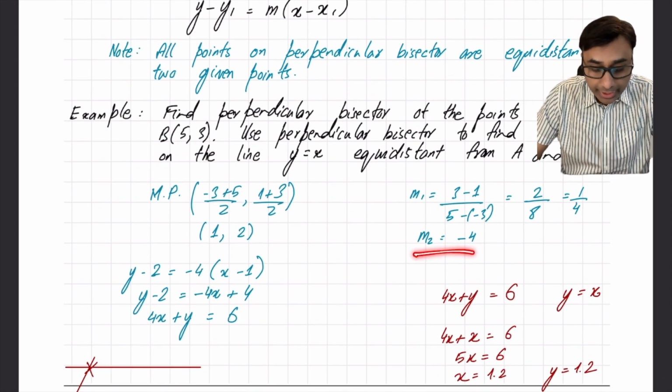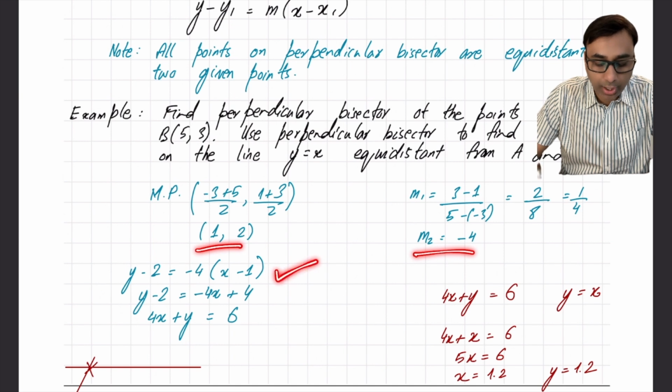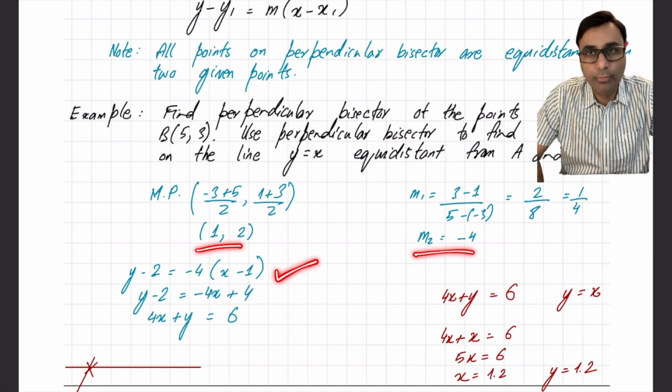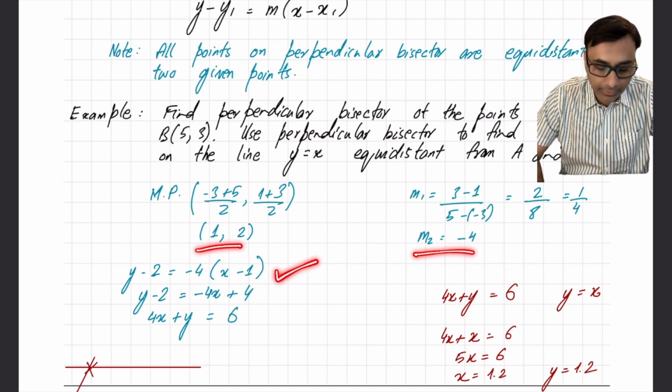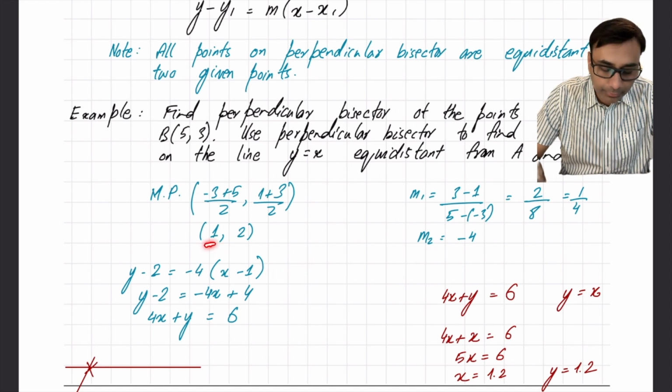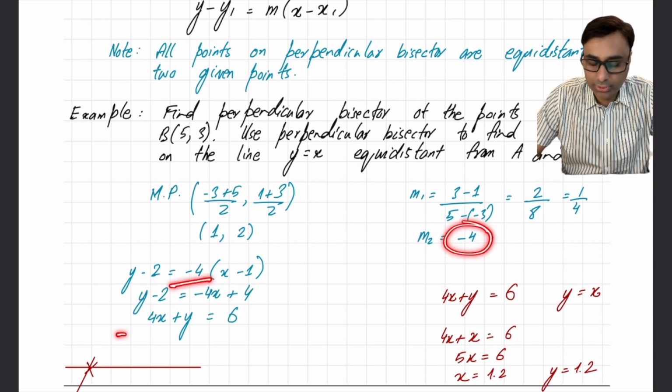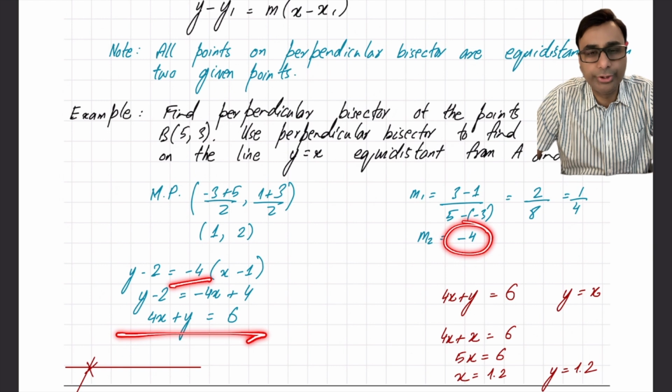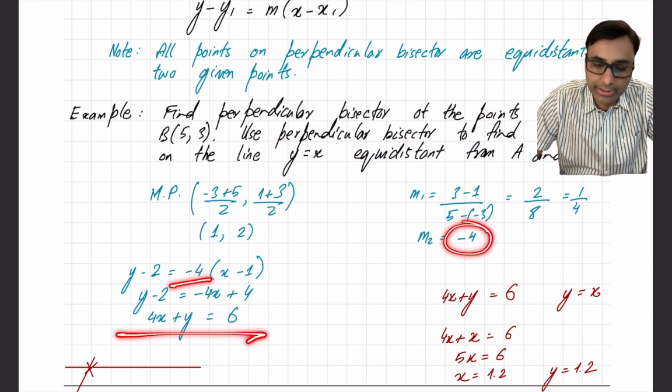Once you have the gradient and a point, you can apply the formula y minus y1 equals m times x minus x1. In place of x1, I'm going to put 1. In place of y1, I'm going to put 2. And in place of the gradient, I'm going to put -4. Just simplify it and you have the equation of the perpendicular bisector.